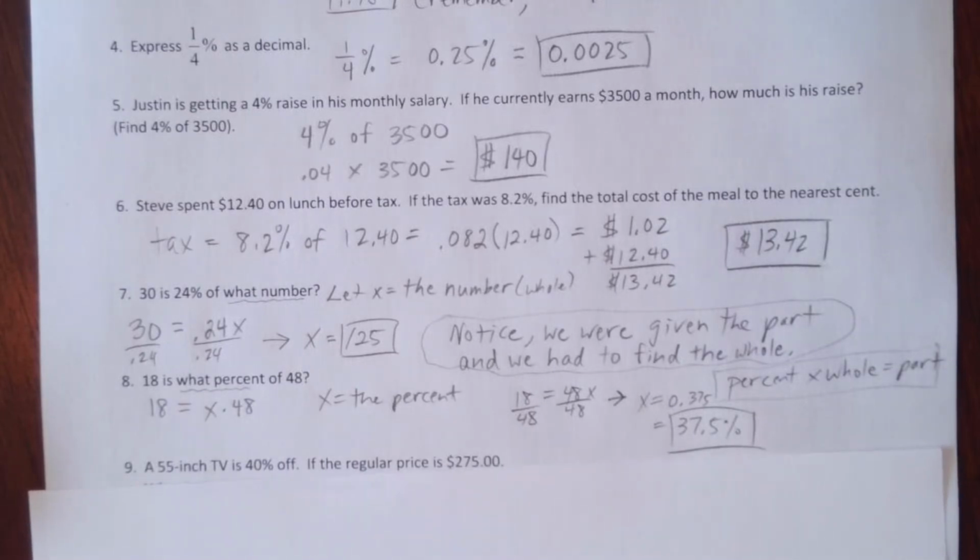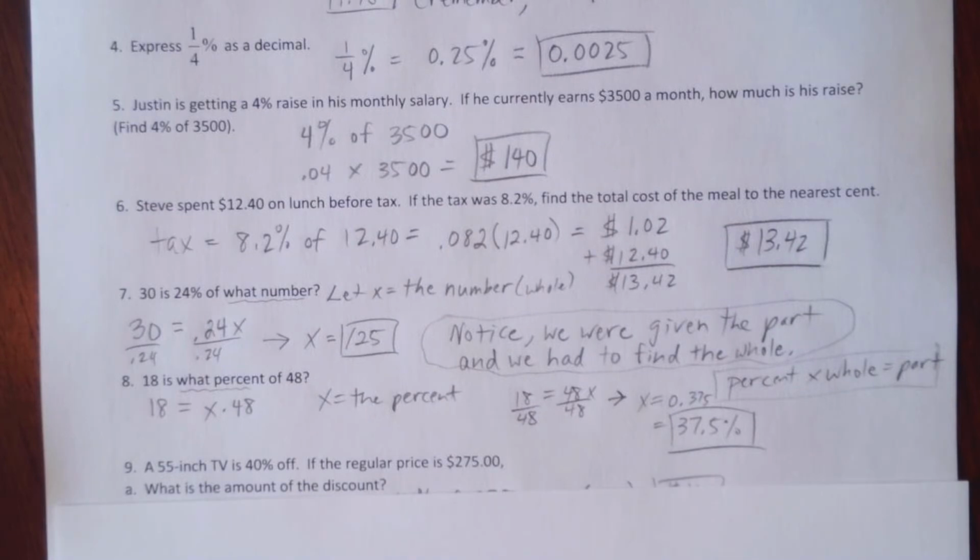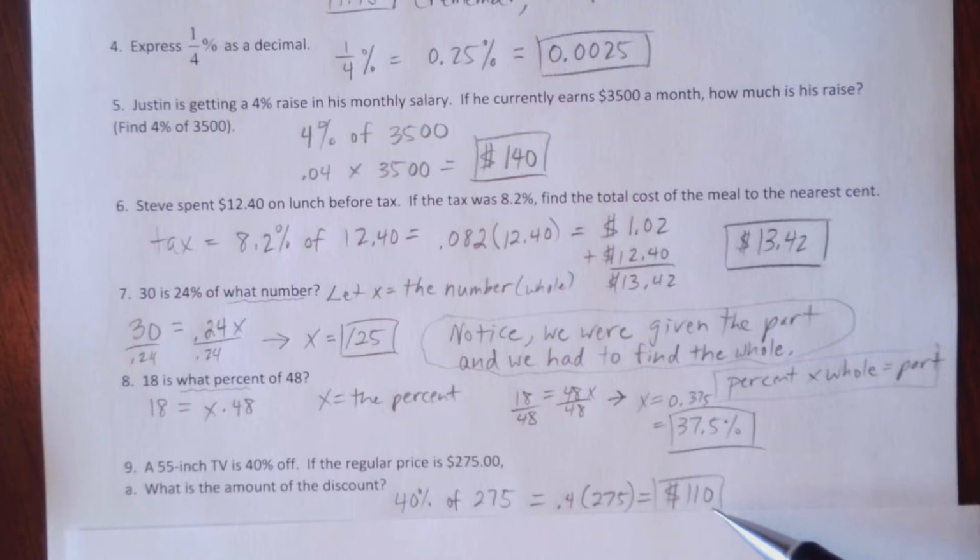All right, on number 9, we have a 55-inch TV that's 40% off. If the regular price is $275, first of all, we need to find the discount. Well, if it's 40% off, we need to find 40% of this. To start, that's going to be our discount. So we're looking for 40% of 275. That's going to be 0.4 or 4/10 times 275, which is $110.